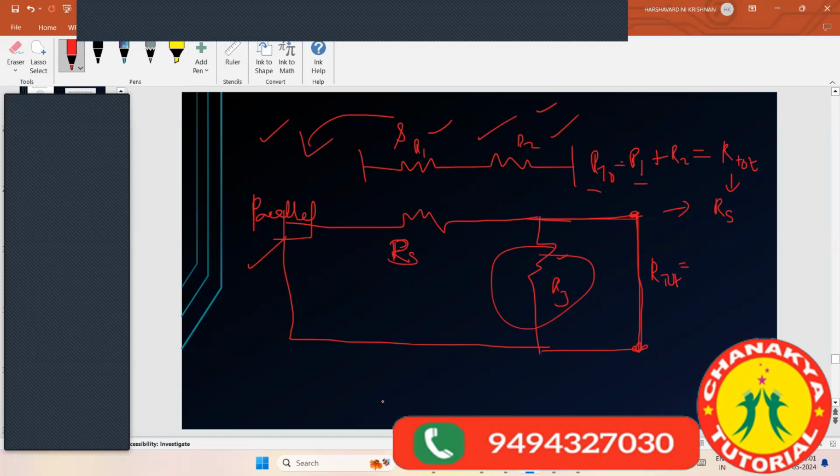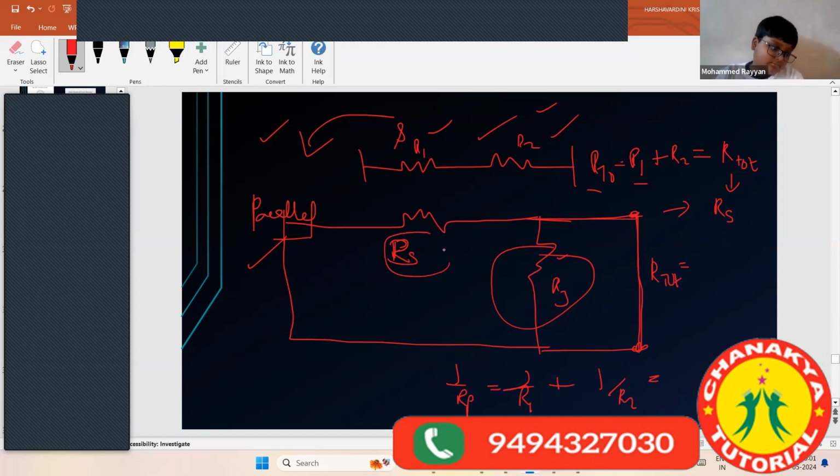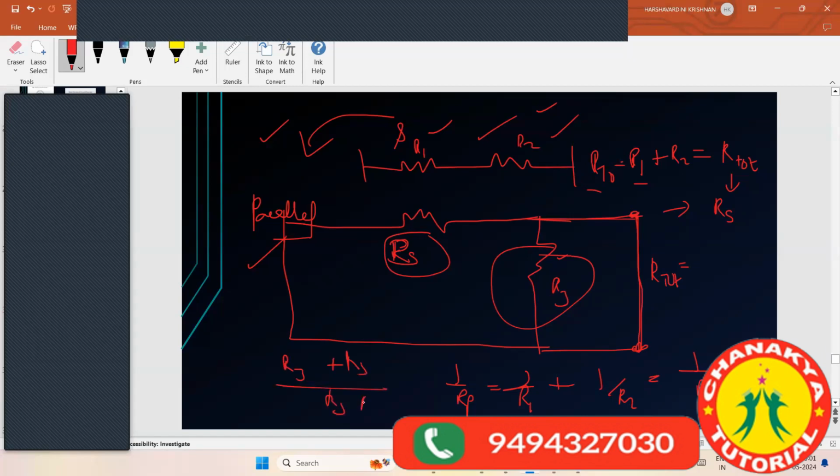are in parallel, no? So what is the formula for resistance when things are in parallel? 1 by R parallel equals 1 by R1 plus 1 by R2. Am I right or not? Yes, ma'am. So now for RS and R3: 1 by RS plus 1 by R3. If you cross multiply, it will be (R3 plus RS) by (RS into R3). Yes, this will be your R new.